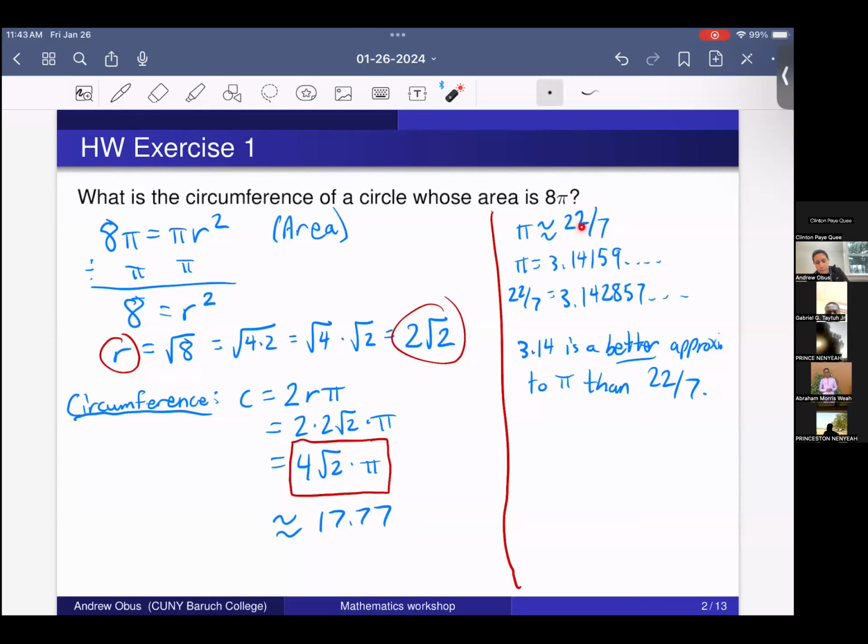For the Greeks, maybe that was helpful because they didn't have calculators, so this was a way that they could compute. But now with calculators, there's just no reason to use 22/7. You may as well use pi, or if you want to restrict to a few decimal places, you can use 3.14. But I wouldn't use 22/7.